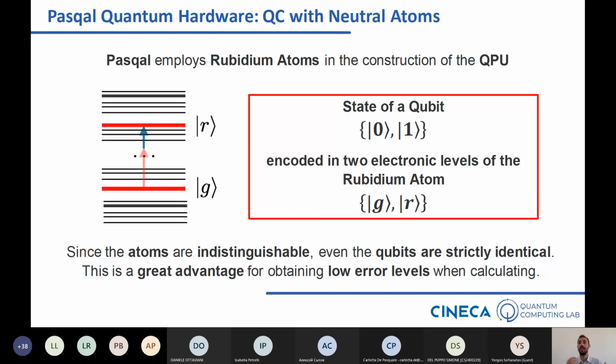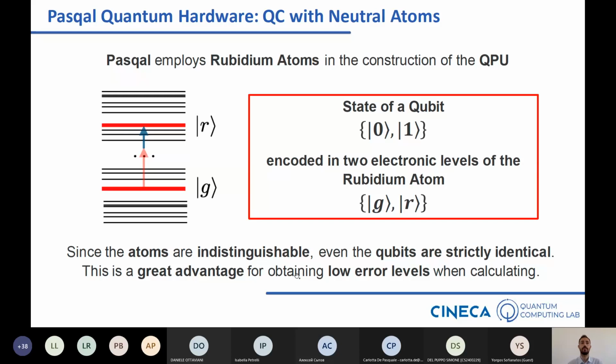So you don't have, like maybe in superconducting circuits, some defects due to the fabrication of this macroscopic device at the end. Here, instead, for sure, it's harder to manipulate something that is so small as an atom, but then you have qubits that are identical, that you can treat as identical. Okay, this is a great advantage.